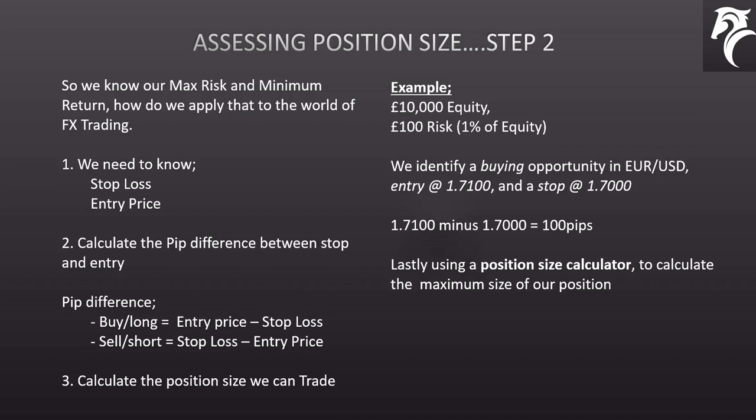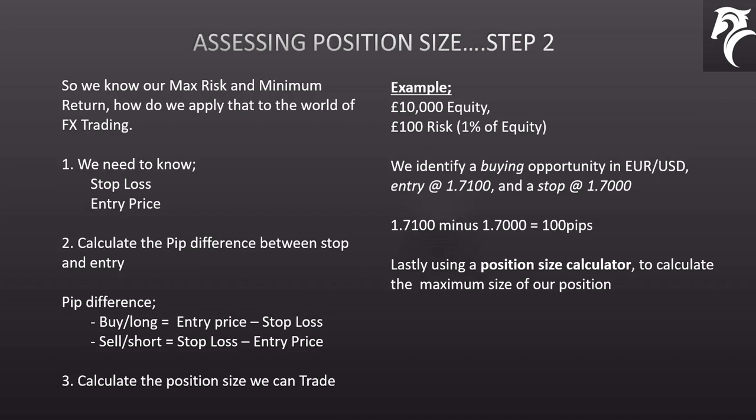So first, we need to have an entry price and a stop loss chosen. Once we know this, we then need to calculate the pip difference between the entry price and the stop loss. Depending on if you are taking a long position or a short position, the maths is a little different, but very simple. If you buy or go long, it's entry price minus stop loss. And if you're selling or going short, it's stop loss minus entry price.